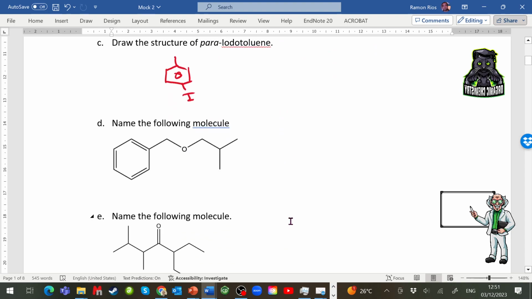Next one, name the following molecule. This is an ether. I recommend that when you have an ether, you divide the ether into two substituents, name one substituent finishing with "yl", name the other substituent finishing with "yl", and then put ether at the end. That means if we follow this, this will be benzyl isopropyl ether. Okay?